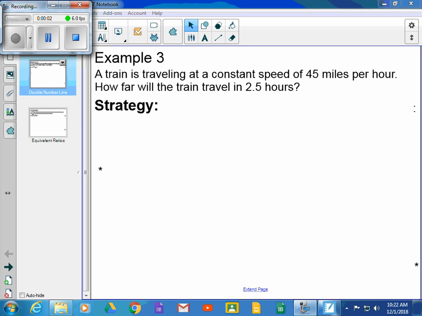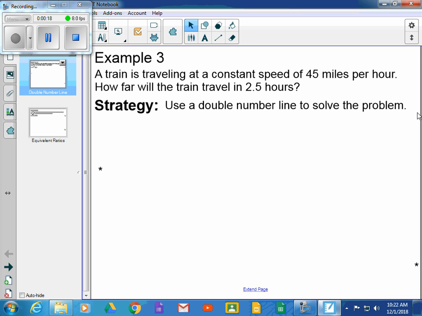Example 3. A train is traveling at a constant speed of 45 miles per hour. How far will the train travel in 2.5 hours? I'm going to show you a couple different strategies that you can use to solve this problem. The first strategy is to use a double number line to solve the problem.